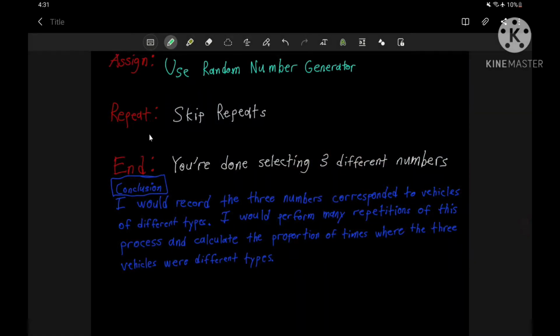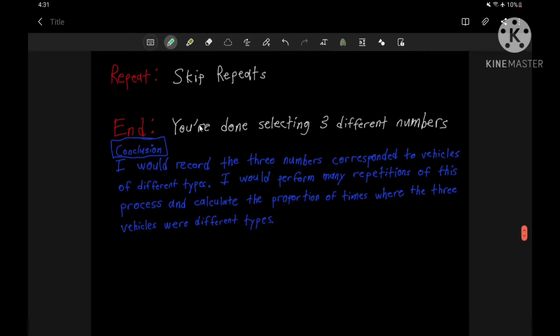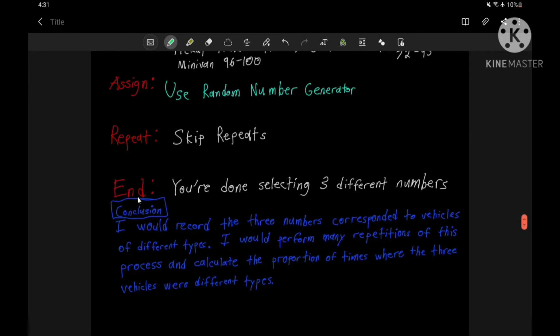For repeat, we're supposed to skip repeats because why would you generate the same number in one group? It doesn't make any sense. For the end, you're supposed to end the random generator if you're done selecting 3 different numbers from one group.